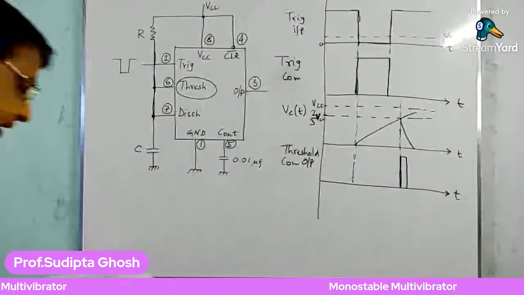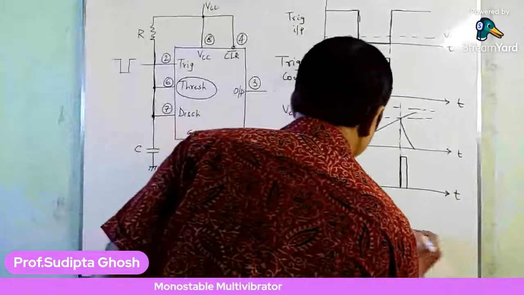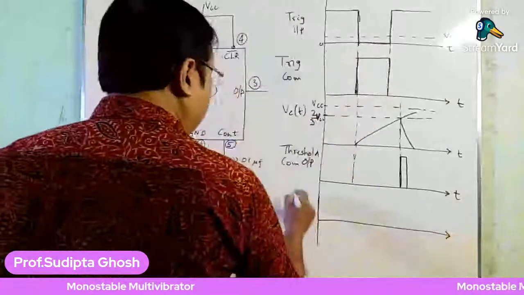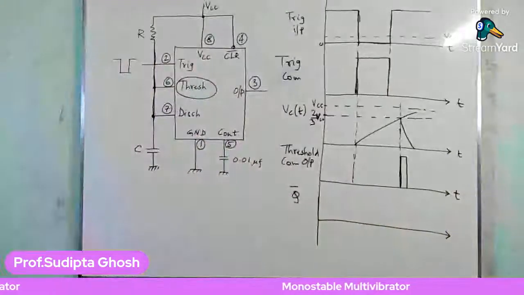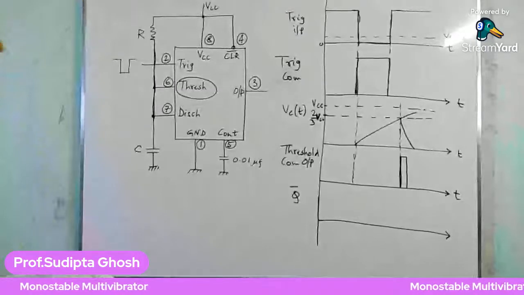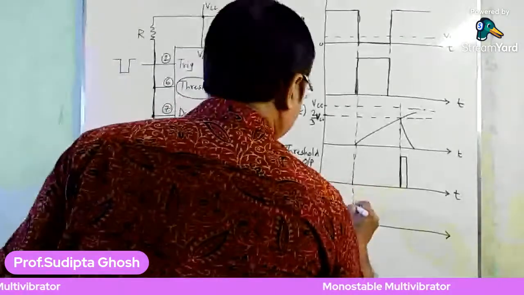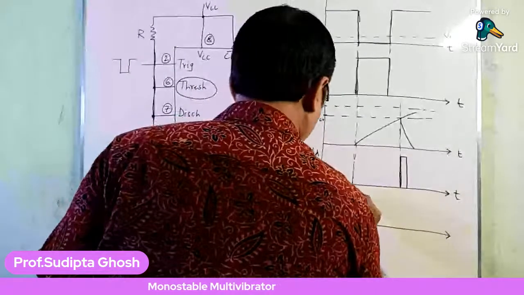Now what does it send? It makes the value of Q bar. Now I am going to draw the value of Q bar. As the threshold comparator goes high, this will make Q bar low.